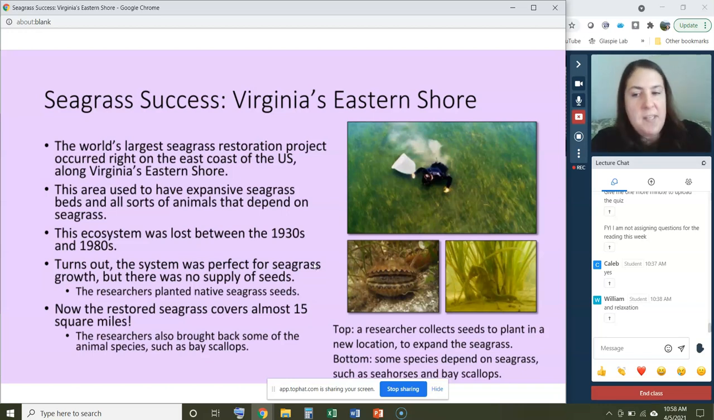seahorses. But this ecosystem was lost between the 1930s and 1980s. I mean, completely lost. Like, there wasn't a strand of seagrass to be found anywhere. So folks were wondering, this area has nice clear water, it's beautiful, it's the right temperature, there's nobody here doing construction, why is there no seagrass here? And so researchers went out to take a look, and it turns out the system was actually perfect for seagrass, but there was no supply of seeds.